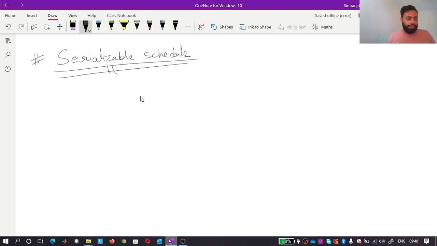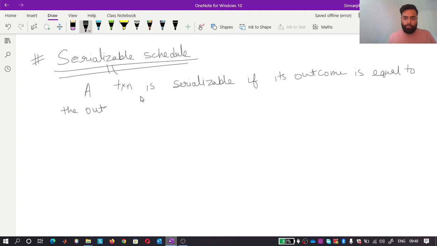A transaction schedule is serializable if its outcome is equal to the outcome of its transactions executed serially. What we are doing in serializable is this: we want to replicate the final output of a serial schedule in a non-serial schedule.